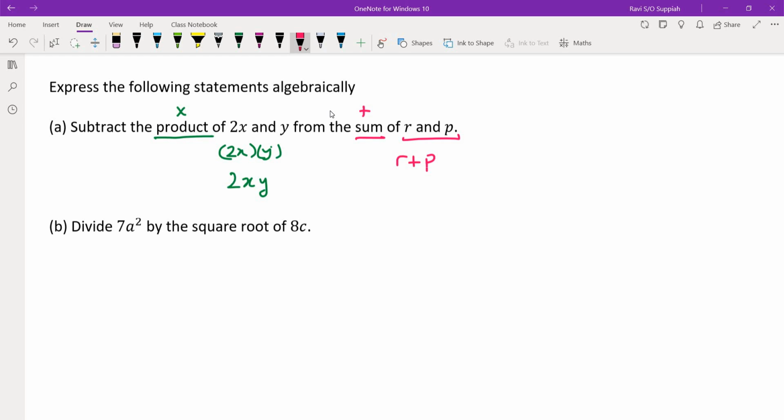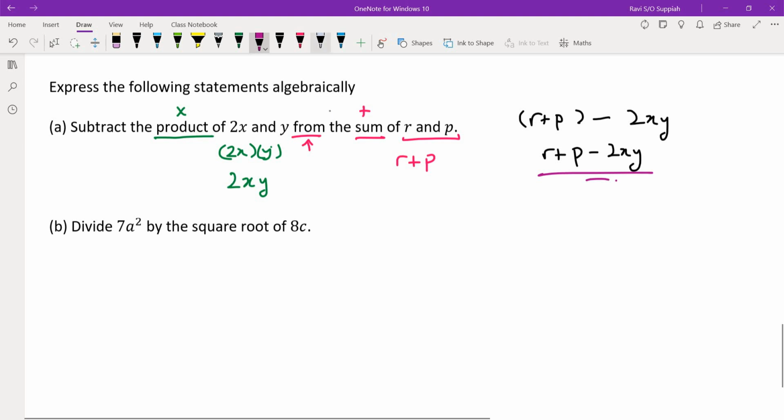Okay, so we're supposed to subtract the product from the sum. So when you say subtract the product from the sum, it means the sum comes first in this case, followed by the product. So the expression is basically (r plus p), subtracting 2xy. You can choose to remove this bracket, so r plus p minus 2xy. So that is the final answer for part A.